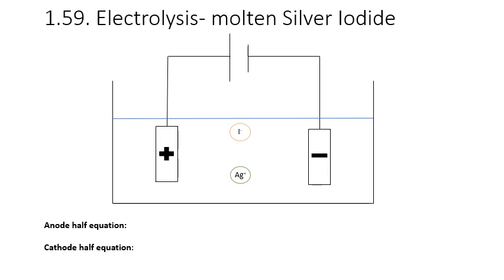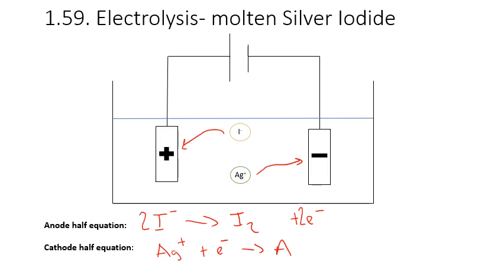Okay, so same situation here. The iodide ions, I-, will lose electrons, so we add them to the other side. They will form I2 because it's diatomic, and we therefore need to balance it, so it's 2I- goes to I2 plus 2 electrons. For the cathode, the silver ion will gain 1 electron because it's only 1 plus, and it will form silver metal.